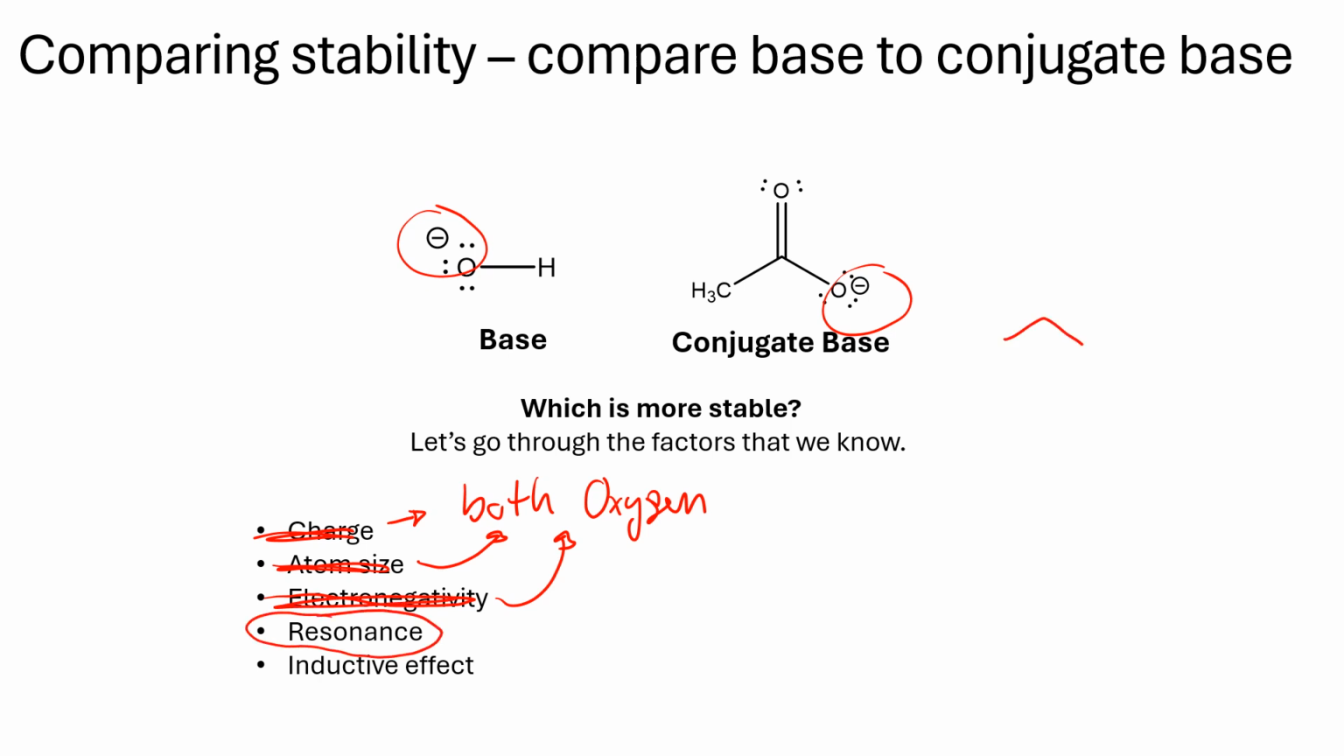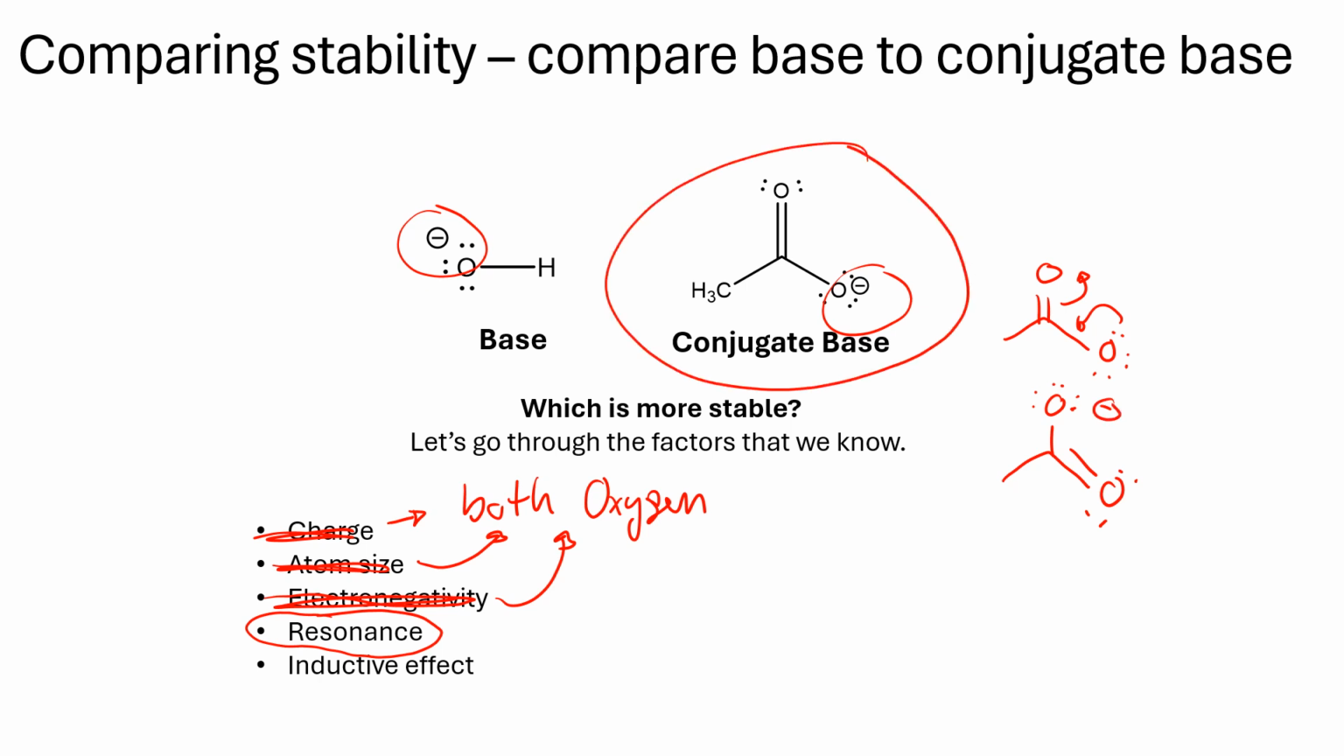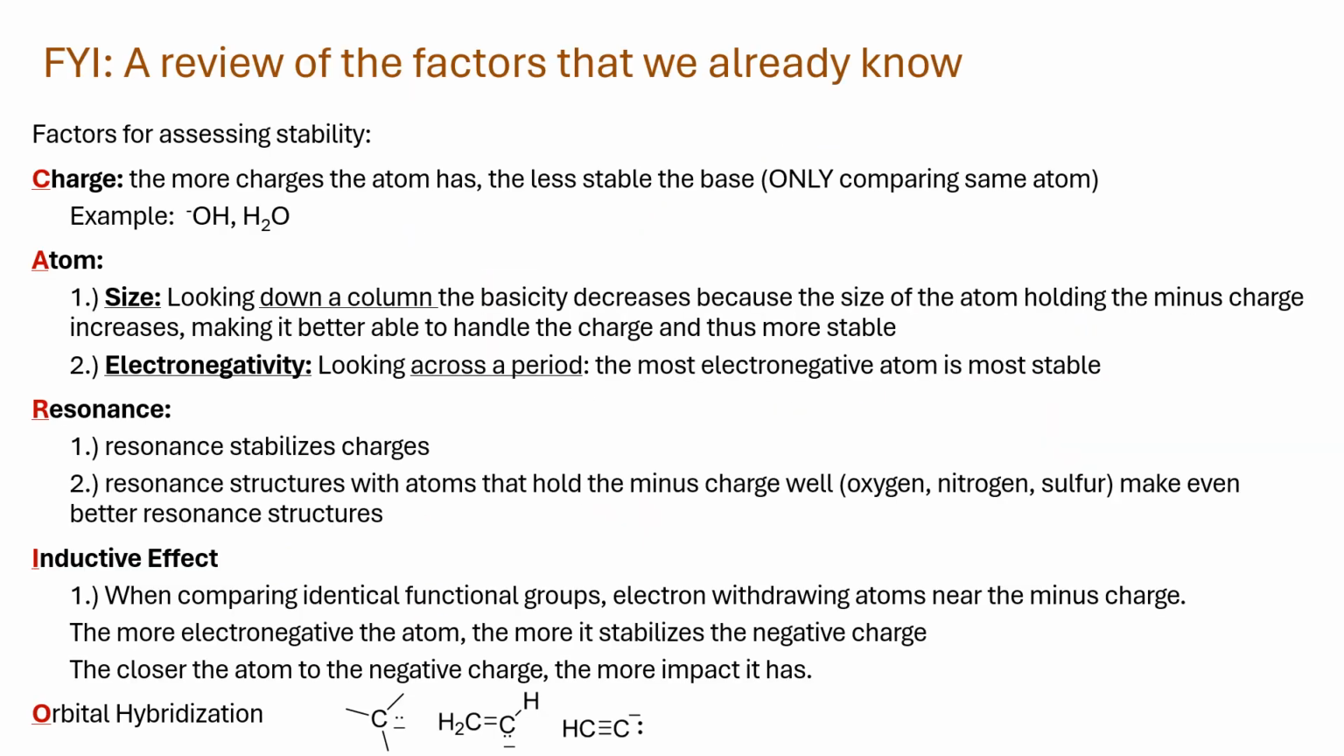We know that this conjugate base has resonance, making it more stable. We expect that you would recognize that and see that there are resonance opportunities that would make this conjugate base the more stable species compared to these two. Here's a list of the factors we already know: charge, atom size, electronegativity, resonance, inductive effect. You can ignore the hybridization for now. This is just a summary of the information we already know about how to predict stability. So that might be helpful for you.